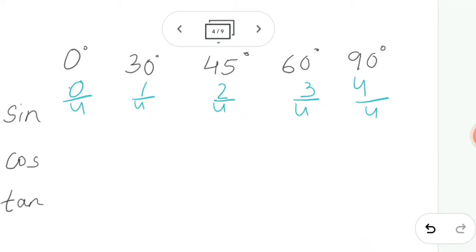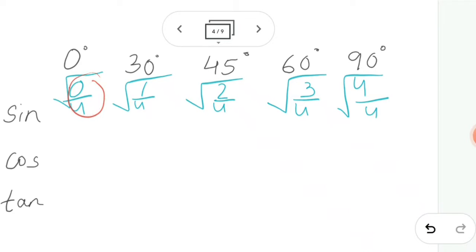What we did? First we wrote counting from 0 to 4 and then we divided every number by 4. Now we have got these fractions. Now we will try to simplify them and also we will put square root above them. This is a method, this is a trick we have to follow. Now we will simplify them. Seeing this, 0 divided by 4 is 0 and its square root will also be 0. So you will write 0 in front of sine.